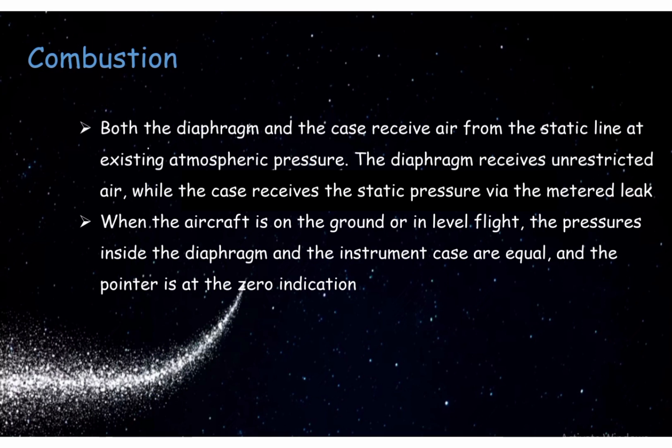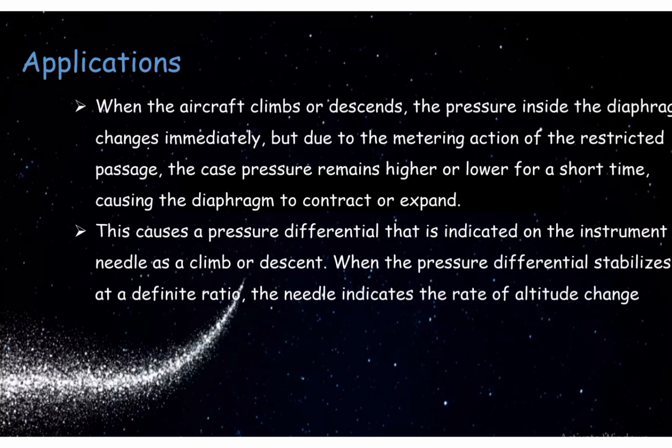When the aircraft climbs or descends, the pressure inside the diaphragm changes immediately, but due to the metering action of the restricted passage, the case pressure remains higher or lower for a long time. So the pressure differential is indicated on the instrument needle as a climb or descent. When the pressure differential stabilizes at a definite ratio, the needle indicates the rate of altitude change.